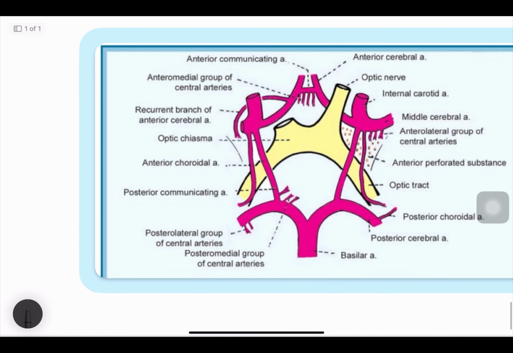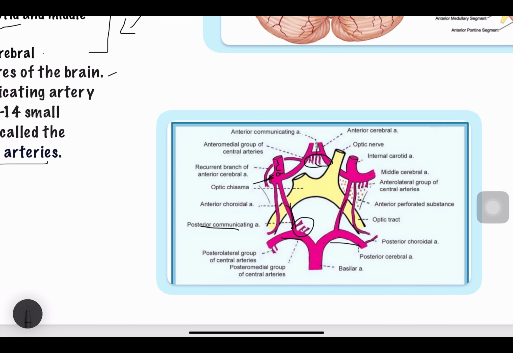Over here we can see the anterior communicating artery giving off the anterior medial group of the central arteries, and the posterior communicating arteries on this side and this side, giving off the posterior medial group of central arteries. This is the internal carotid artery. Anteriorly, it connects the internal carotid artery and the middle cerebral artery. This is the middle cerebral artery. It connects the posterior cerebral artery posteriorly to form the circle of Willis.